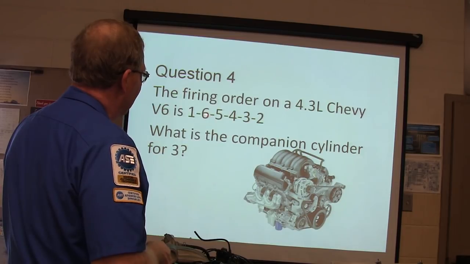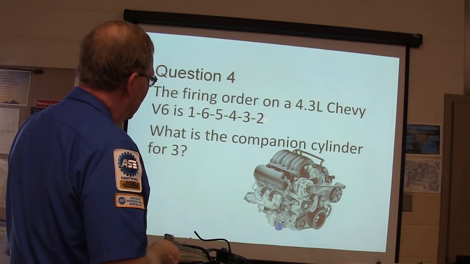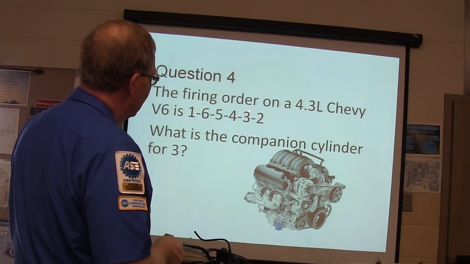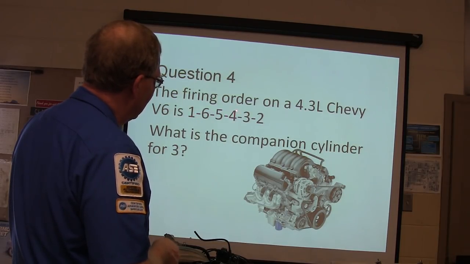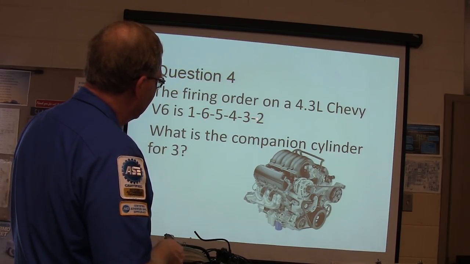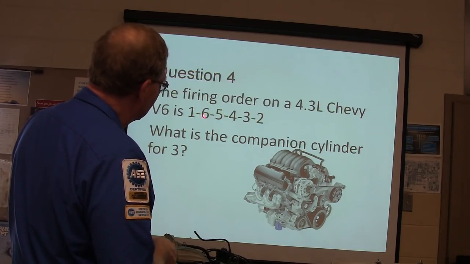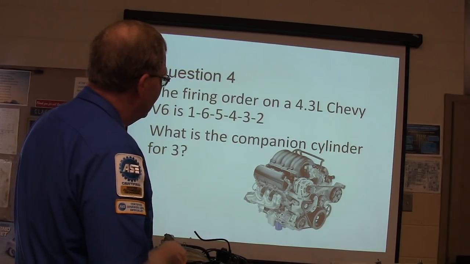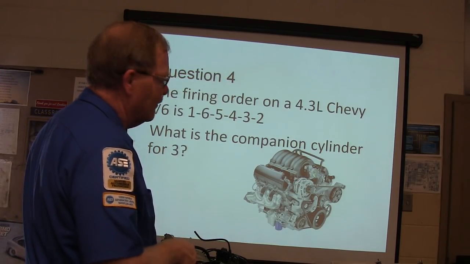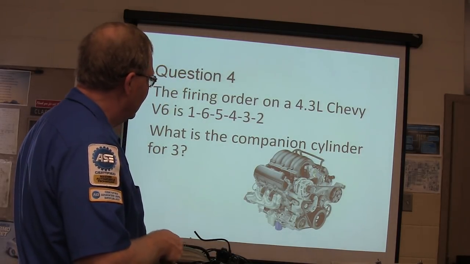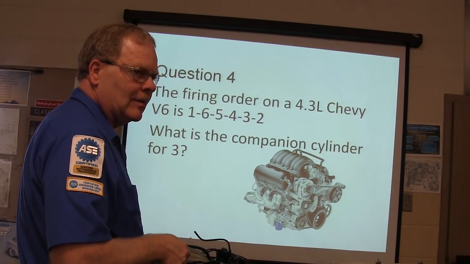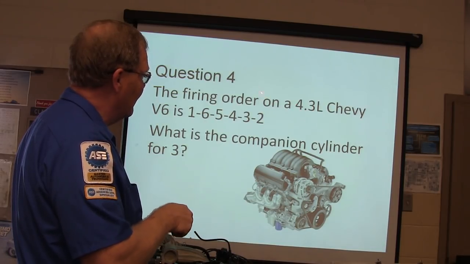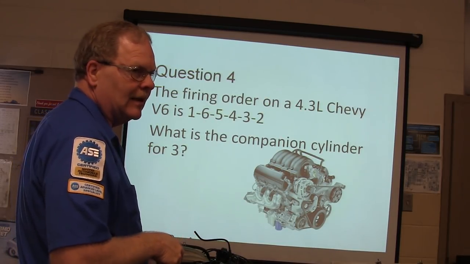On this 4.3 liter Chevy, if it's one of these 6-cylinders, you count one, and if you draw a circle, like an imaginary distributor cap, you count two and then that one. If it was one, it'd be one and four. Three, two, one, six. You follow that around, and the one that's directly across from it in the circle is going to be the companion. Always remember that. You draw a circle, make an imaginary distributor cap, and draw directly across from the one you're wondering about. That's going to be your companion. That's all you need to know.